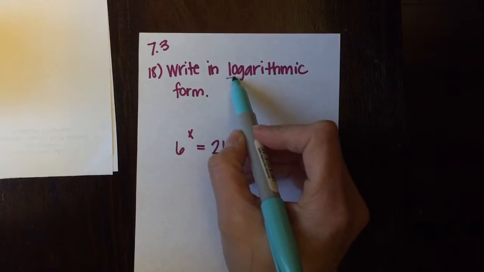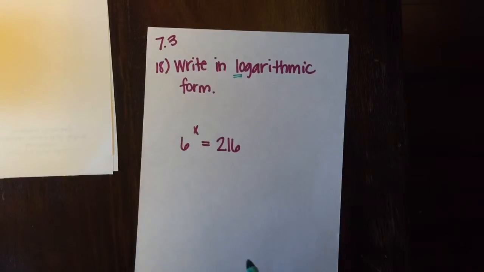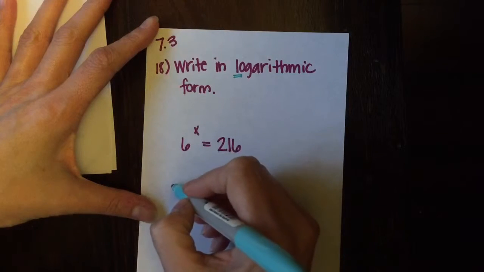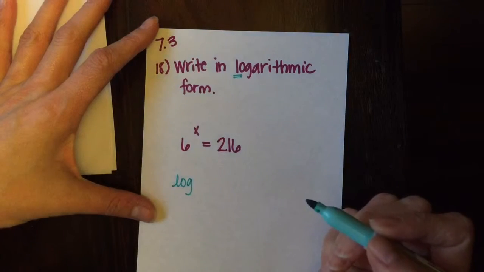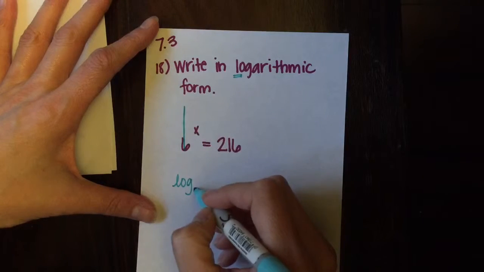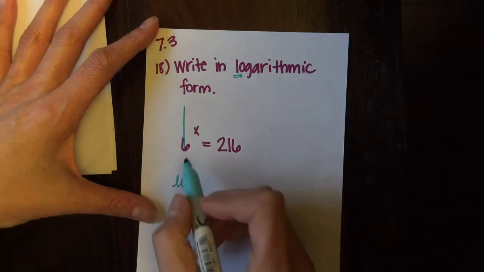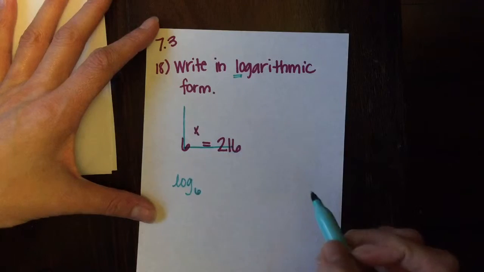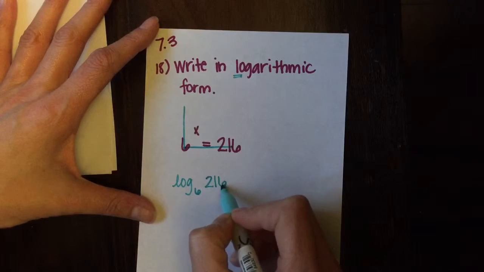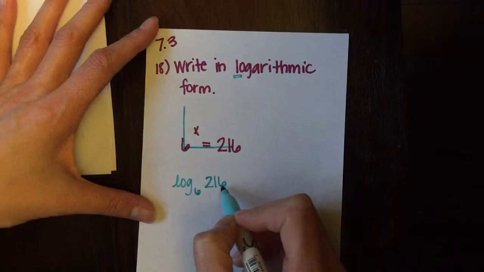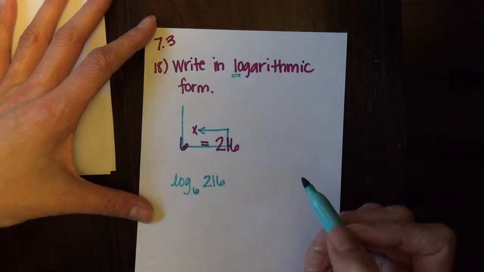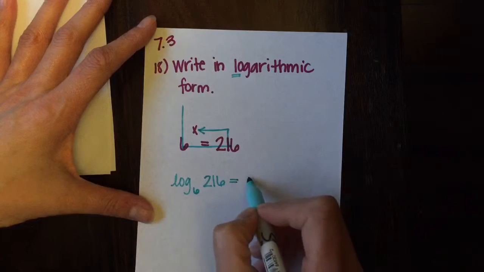So if you want to write an equation in logarithmic form, we're going to make an L for logarithm. So you do log first, because we're changing it into logarithm. So you make your L, come down to the 6, that means that's your little base, your base is 6, across the bottom of the L to 216. So it's log base 6 of 216, and then up and around is equal to x.